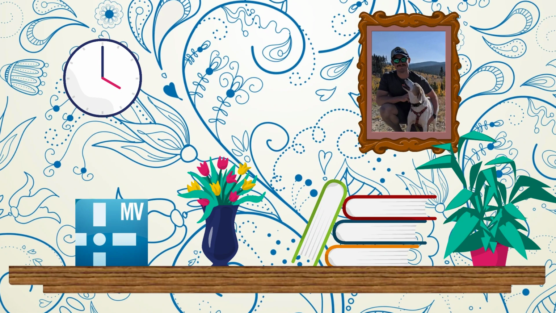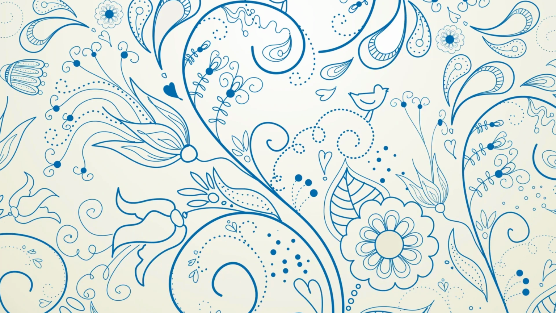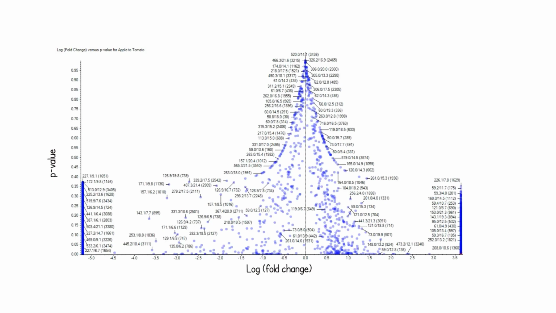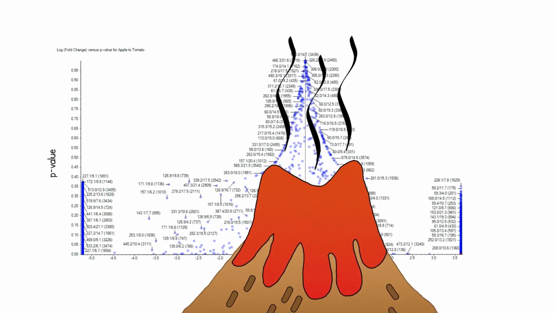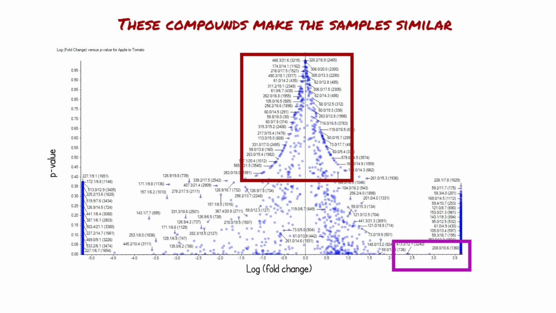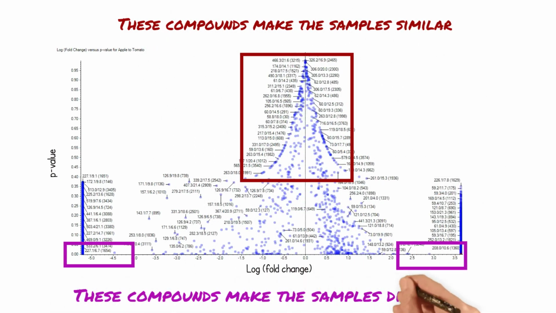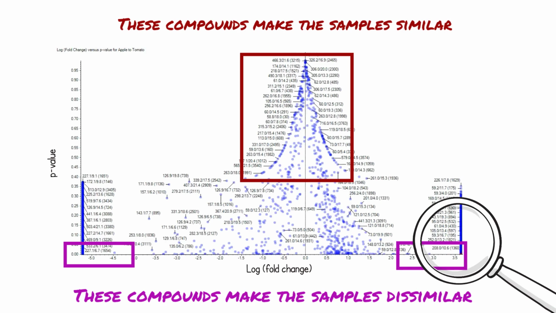In this case, we're going to use MarkerView. And what MarkerView allows us to do are things like t-tests, and this is a good way to compare two different sample groups. And when we do our t-test, we end up with a volcano plot. And a volcano plot is a really easy way to visualize what compounds make my sample similar versus what compounds make my sample dissimilar. And if we take a look and zoom in on the compounds that make my samples dissimilar, we can create something called a feature list.